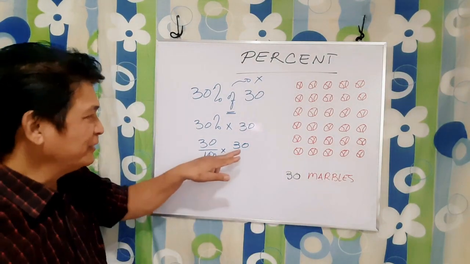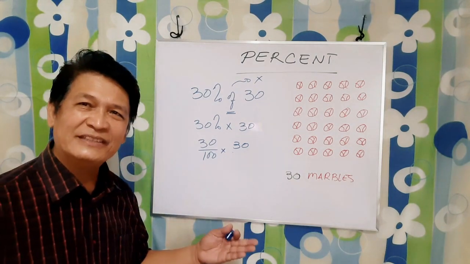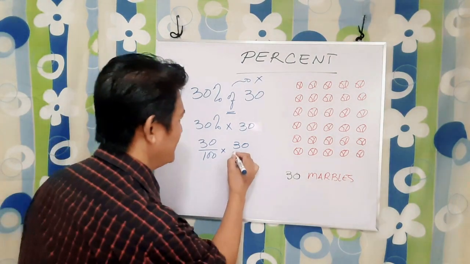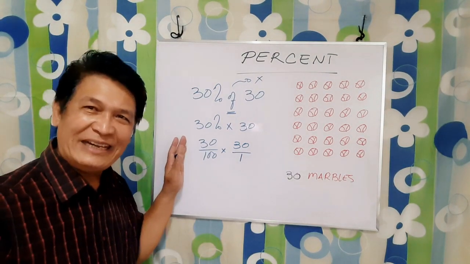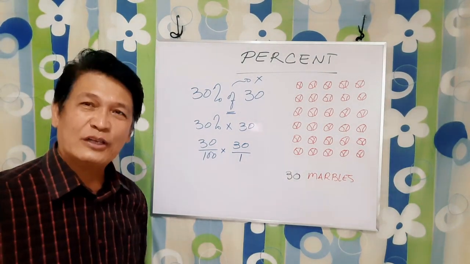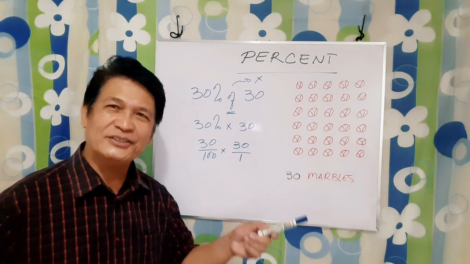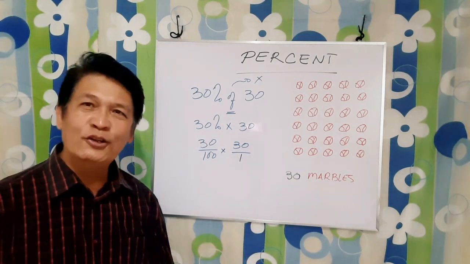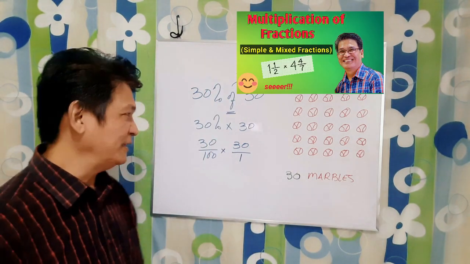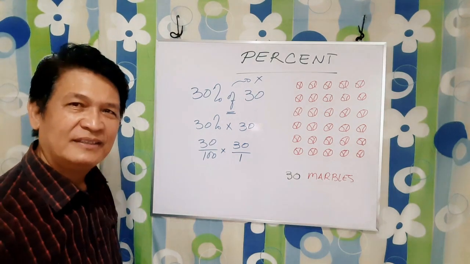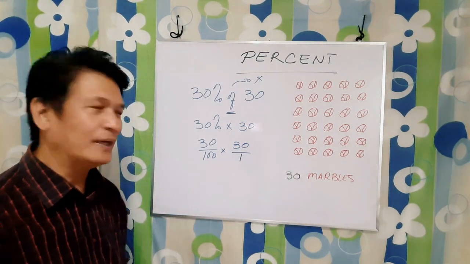Now, you know that this is a whole number, and a whole number is understood to have a denominator of 1. And look what you get. You have a multiplication of fractions. We are going to use now our past lesson, which is multiplication of fractions. Go back to our previous topic and look for multiplication of fractions. Now let's go back to this. So you have now 30 over 100 times 30 over 1.